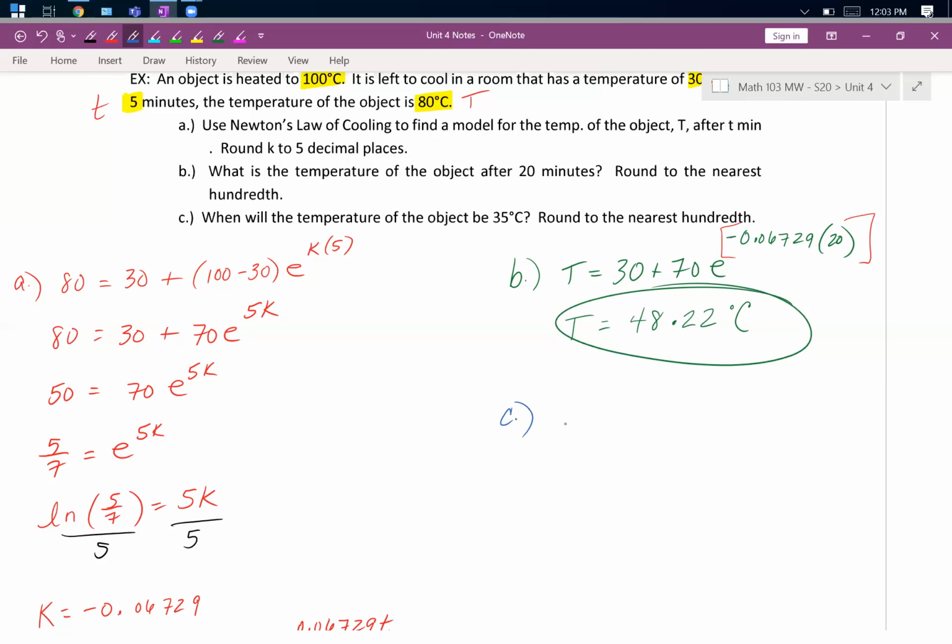All right, part C, we want to know when will the temperature of the object be 35 degrees Celsius? What do we need to do to solve this part? Plug 35 in for big T, and then solve for little t.